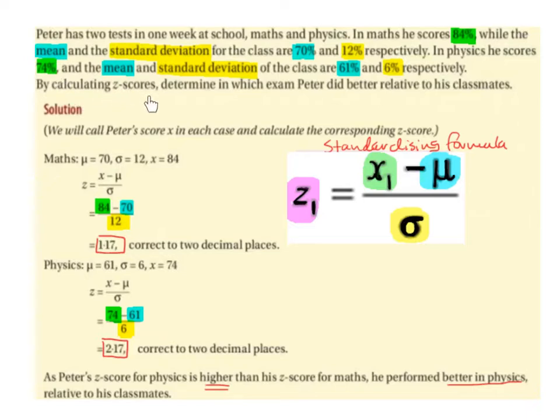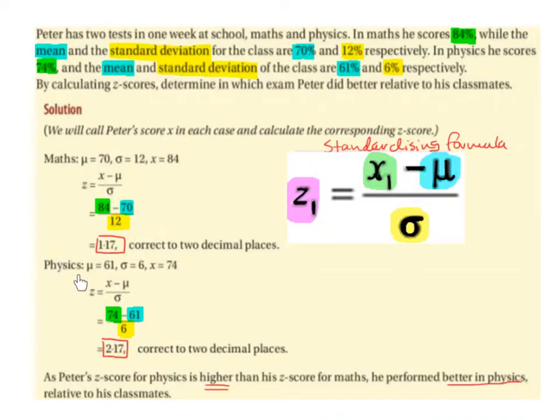By calculating Z-scores, determine in which exam Peter did better relative to his classmates. The key word here is relative, so compared to his classmates. We will call Peter's score X in each case and calculate the corresponding Z-score, and we're going to use our standardizing formula to do that. So for maths, the mean was 70, the standard deviation was 12, and the X value, which is his score, was 84. So we have 84 minus 70 divided by 12 gives us 1.17, corrected to 2 decimal places.